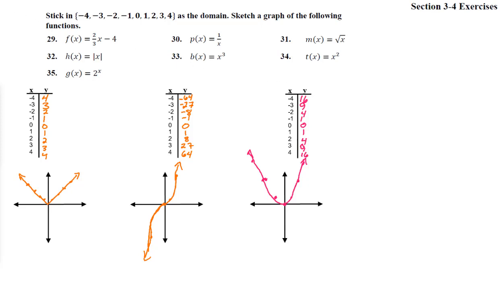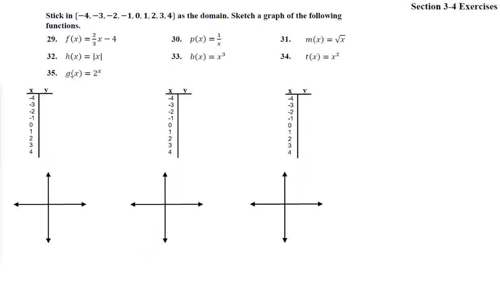All right, let's clear that off and look at number 35. 35, 2 to the x. So whatever number goes in here, we're going to take 2 to that power. So let's start down here at the bottom. They might be a little bit easier. 2 to the 4th power. 2 times 2 times 2 times 2. 16. Okay, now we stick in 3. We get 2 to the 3rd power is 8. 2 to the 2nd power is 4. 2 to the 1st power is 2. 2 to the 0th power is 1.